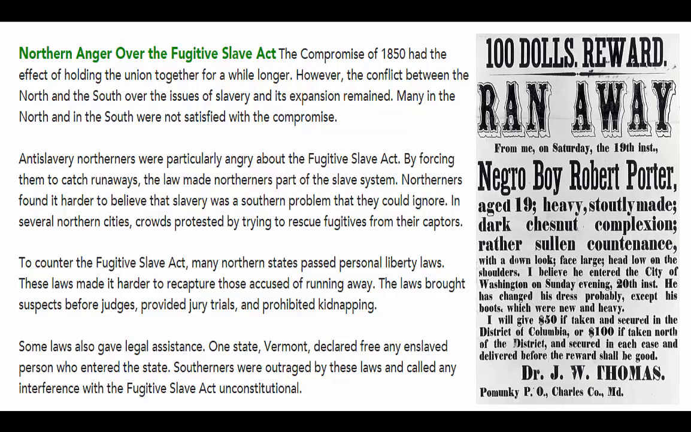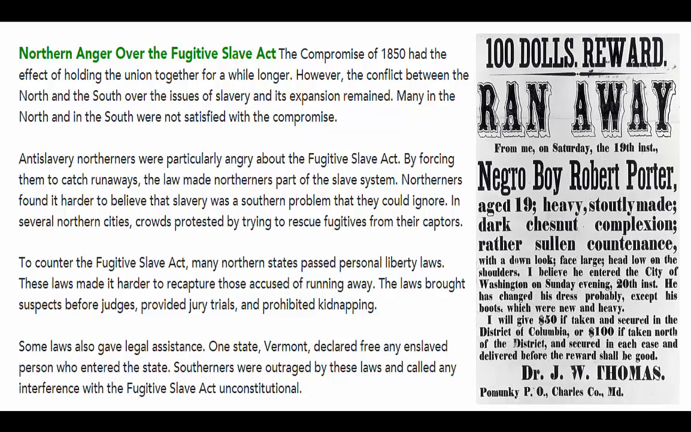To counter the Fugitive Slave Act, many Northern states passed personal liberty laws. These laws made it harder to recapture those accused of running away. The laws brought suspects before judges, provided jury trials, and prohibited kidnapping. Some laws also gave legal assistance. One state, Vermont, declared free any enslaved person who entered the state. Southerners were outraged by these laws and called any interference with the Fugitive Slave Act unconstitutional.